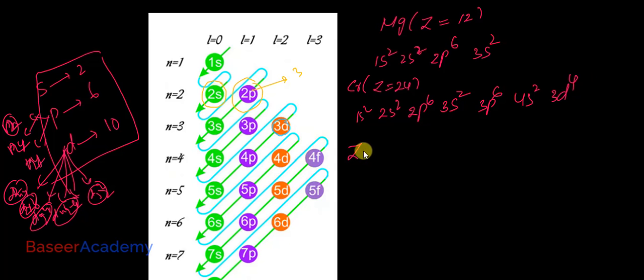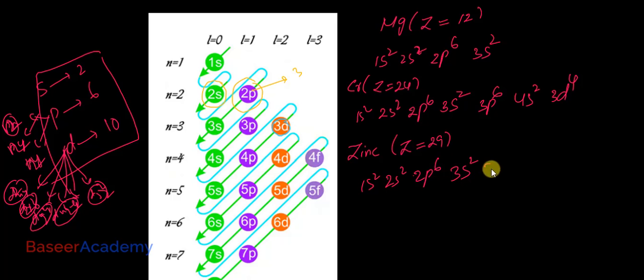Let me now write down the electronic configuration for zinc. The atomic number for zinc is 29. 1s. S can have 2 electrons. After 1s, it goes into 2s. S can have 2 electrons. After 2s, it goes into 2p. P can have 6 electrons. After 2p, it goes into 3s. S can have 2 electrons.